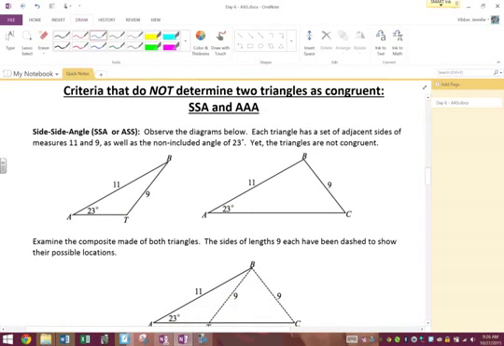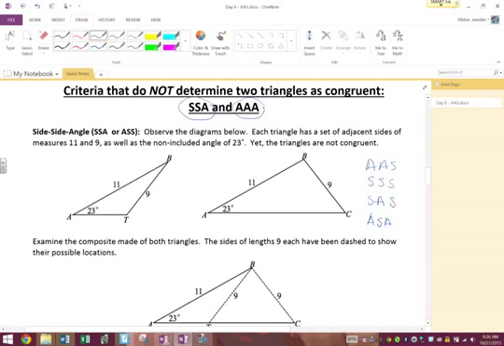Now, we have talked about AAS. We've talked about SSS. We've talked about SAS. And we've talked about ASA. So if I take a whole bunch of combinations of A's and S's, I can get these. The ones that we haven't talked about are SSA or ASS, and we haven't talked about AAA. Well, the reason we haven't talked about them is they don't work.